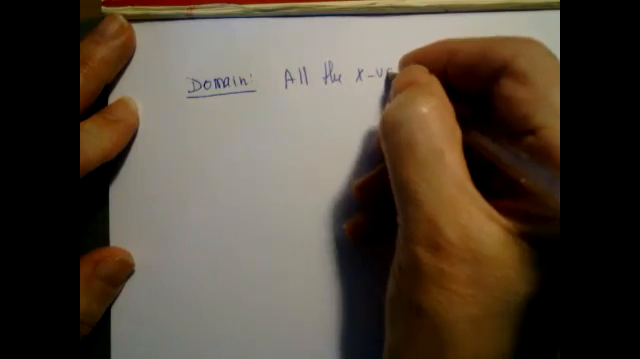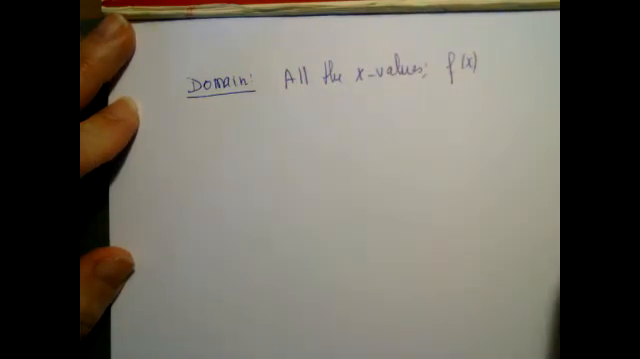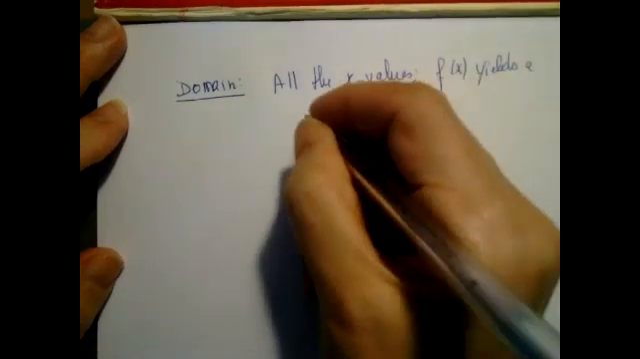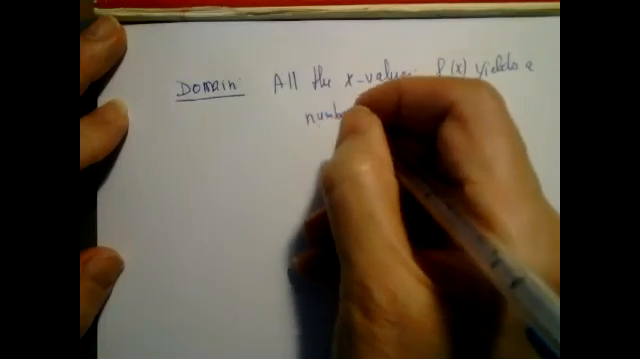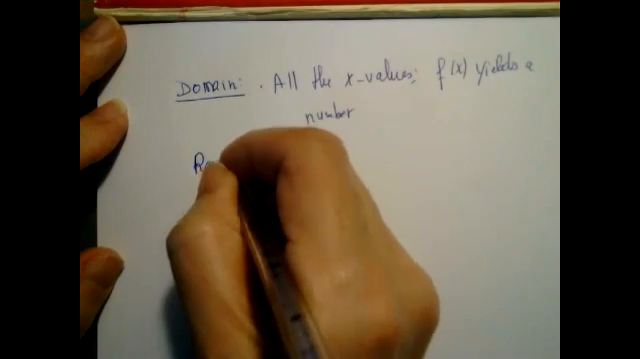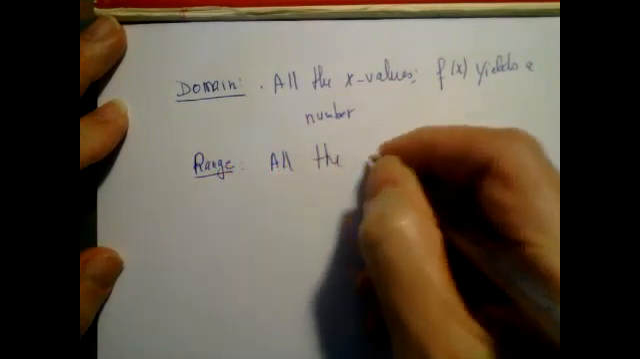All right, so let's do that. The question is about the domain and the range. Let us recall, the domain is all the X values, all the input values, such that f of X yields a number, a real number. That's how we're defining it in this context. And the range is all the output values, all the Y values.